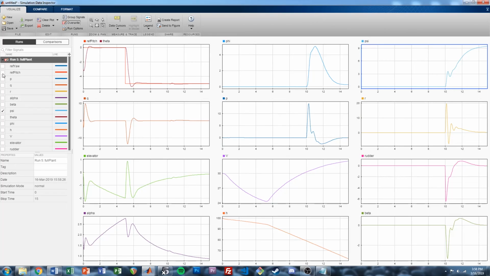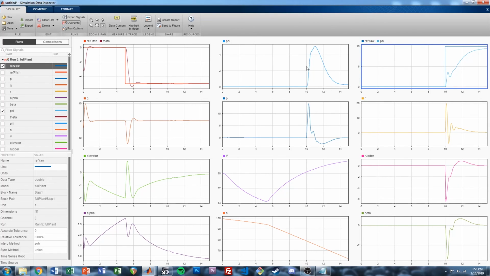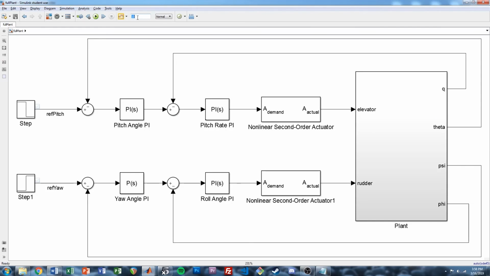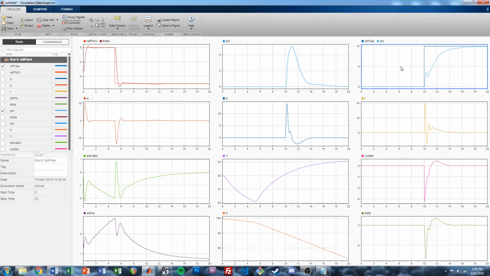And then on psi, I'm also going to display my reference for yaw. And let's try 20. So we can really see what's going on. Okay. Initially we're at around -5 degree pitch angle. We go up to 0. That causes us to slow down. Then we go down to around -5. That gets us back up to maybe around 30 to 33.